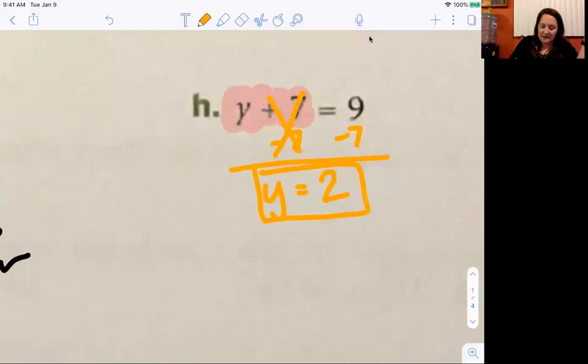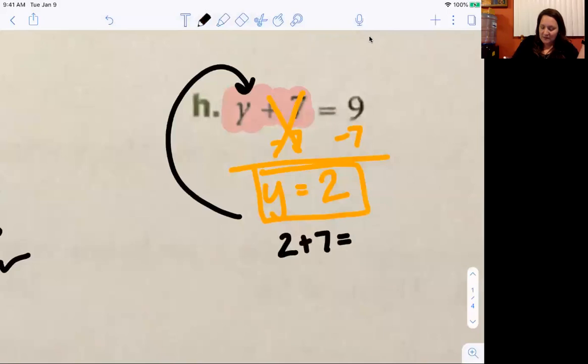Now let's plug it in and see if it works. I'm going to plug that 2 into y. 2 plus 7 equals 9. 9 equals 9.